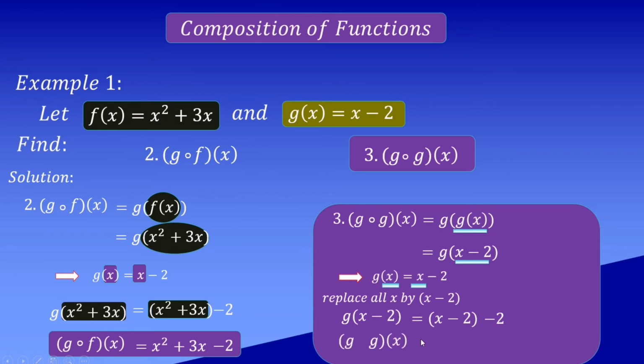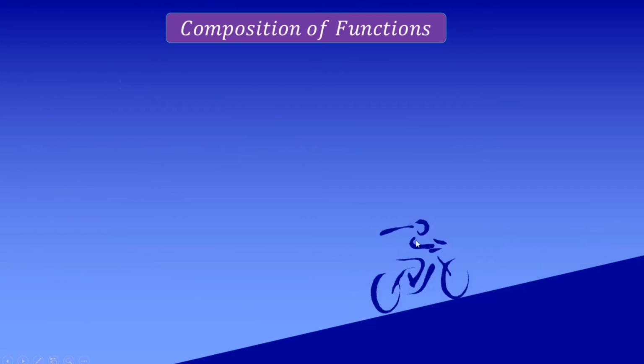Okay, so let us simplify. The composition of two functions g and g of x is equivalent to g of x minus 2. So those are the same expressions or the same notations, and it is equivalent to x then negative 2 minus 2, that is x minus 4.